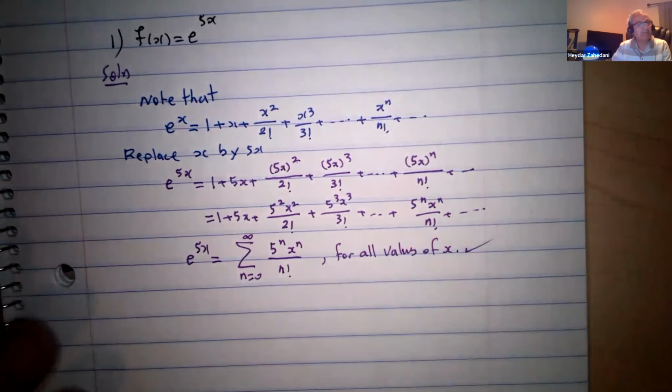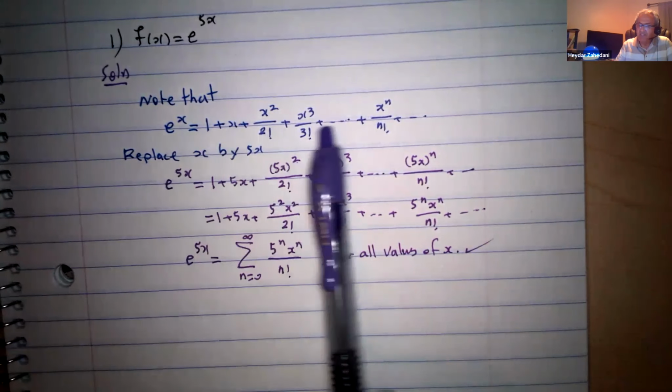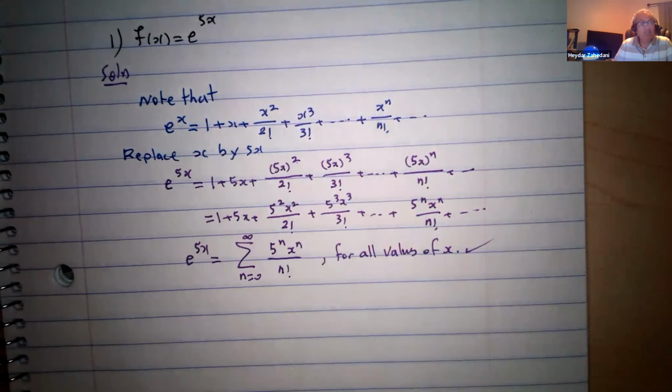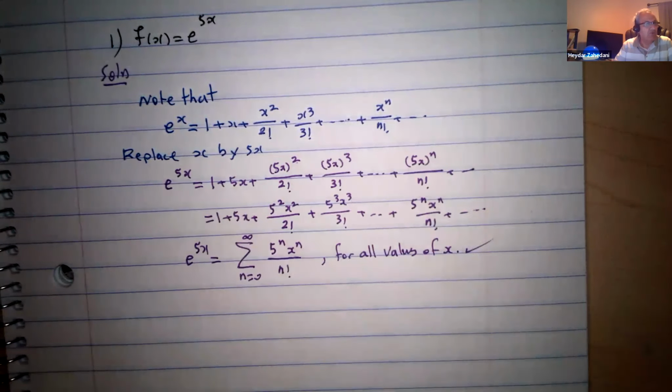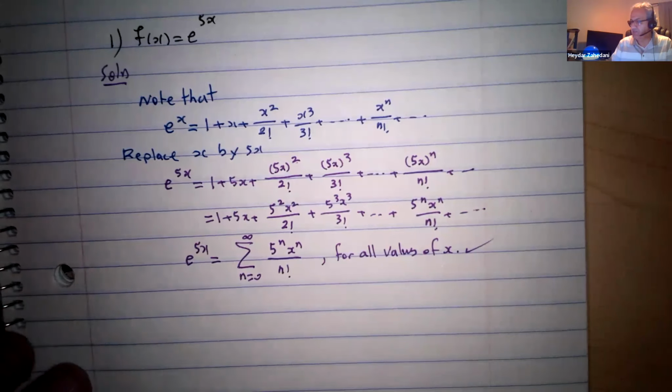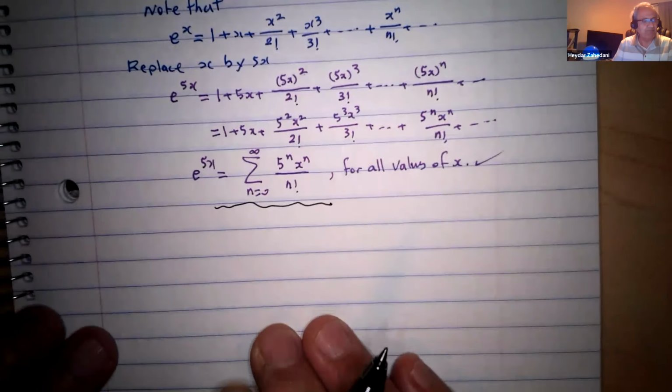And then you're done. This is how we do it. Because we already got e to the x, you just replace x by 5x because there is no restriction here. It can be done for all x. Since it's for all x, the radius of convergence is infinity. So that's why you can build up your series from here. Okay, so this is one. I'll give you more to get the idea.